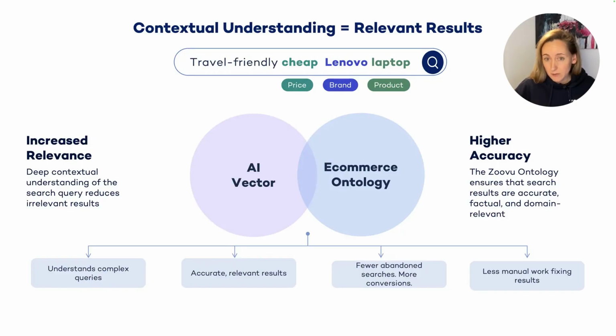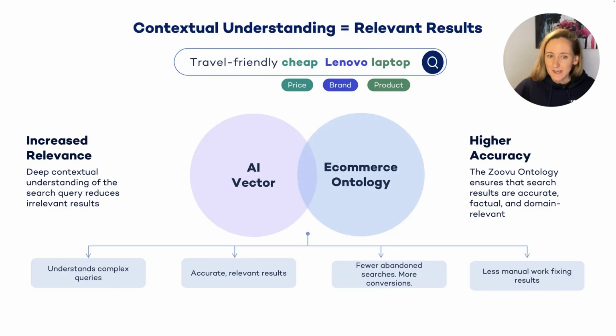We combine vector search with our e-commerce ontology, a structured model that knows what your products are, how they're categorized, and how attributes relate. So now the system knows that Lenovo is a brand and laptop is a product type. It's not just two random words. That's how we boost both relevance and accuracy.